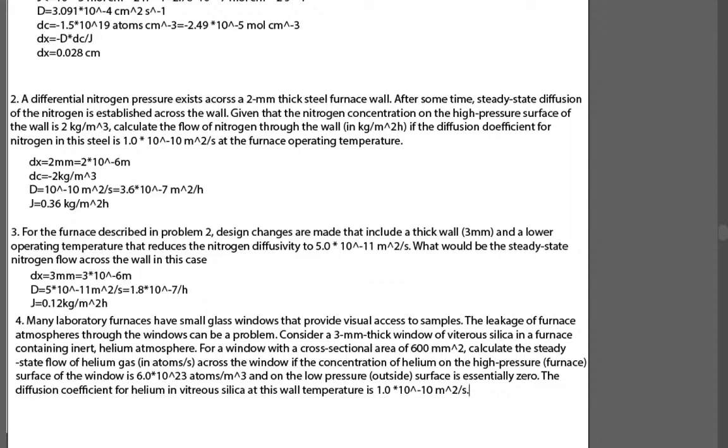So this thing would literally mean that. First thing, let's just go ahead and write everything that we know. First, we've got the thickness of the window, which is the dx, which is 3 millimeters, or 3 times 10 to the power of negative 6 meters. And then for a window with a cross-sectional area of 600 millimeters squared.